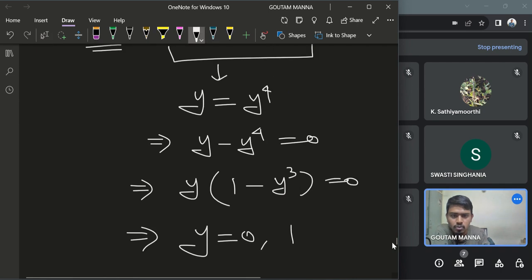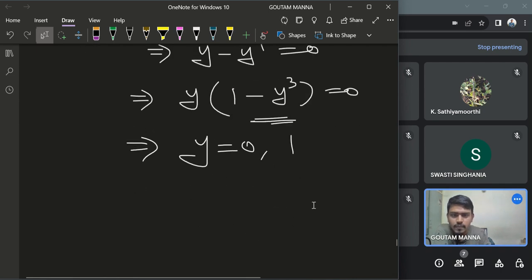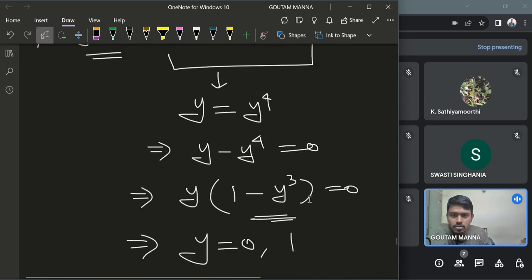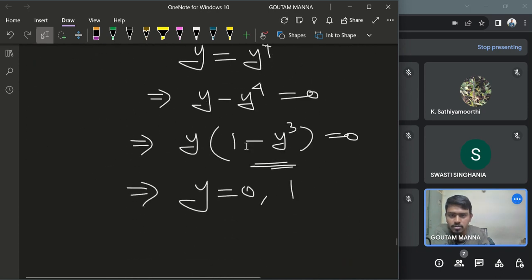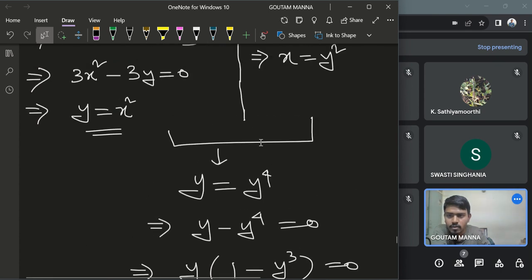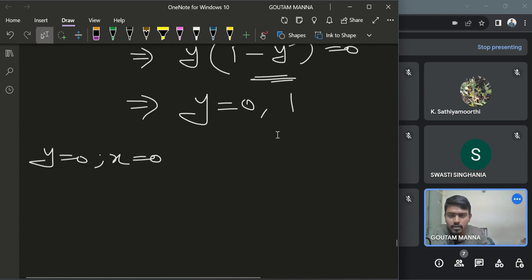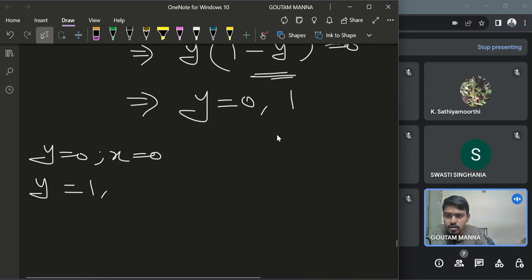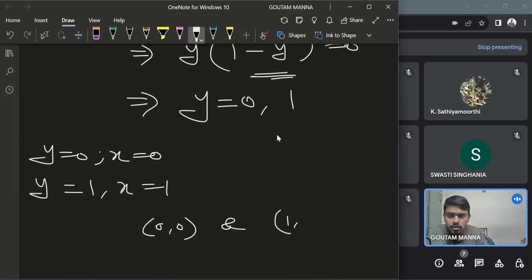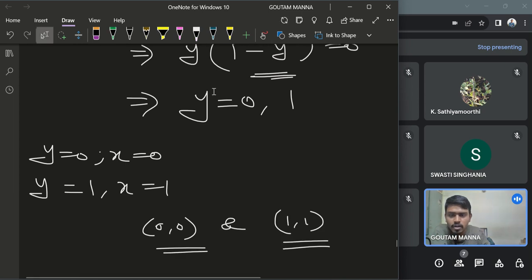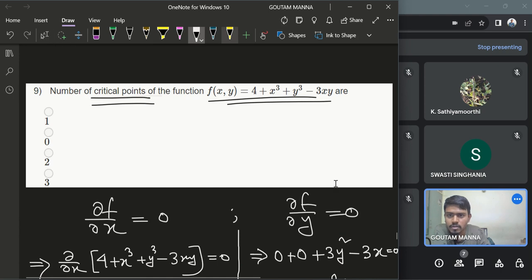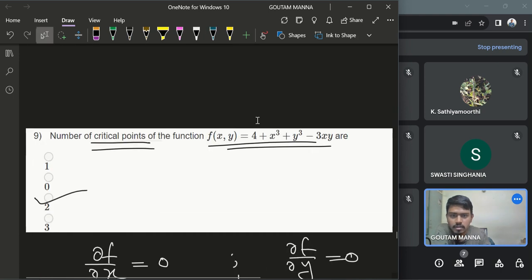So the two real solutions will be y equals 0 and 1. There are still two imaginary solutions, but we are not bothered about them. So for y equals 0, when y equals 0, in that case x equals 0, because x is y square, and when y equals 1, x is also 1. So the points are (0, 0) and (1, 1). These are the two critical points. So there are two critical points in this function.